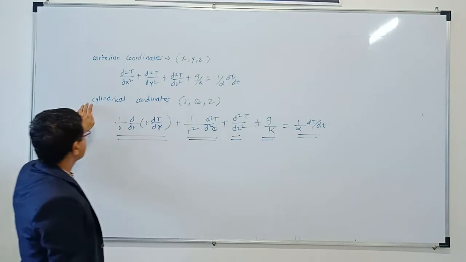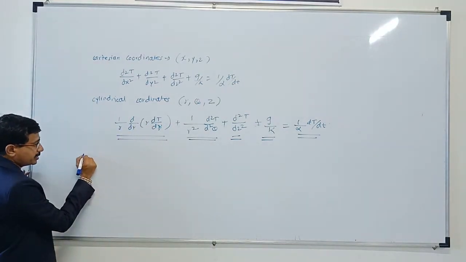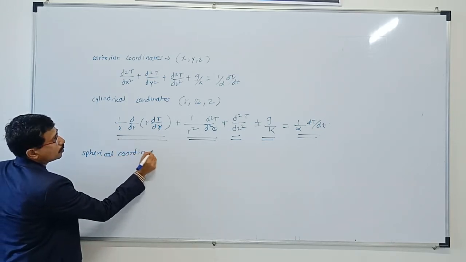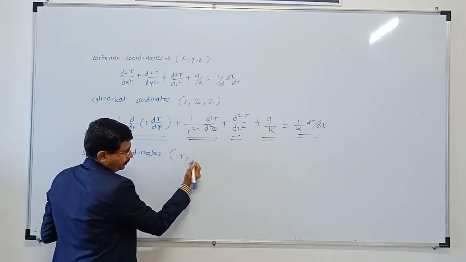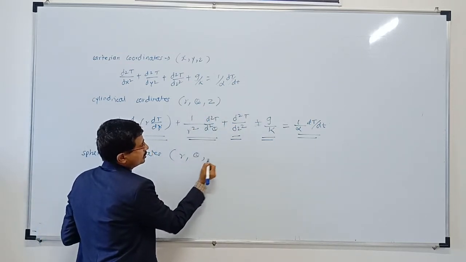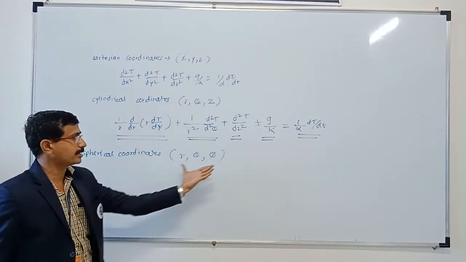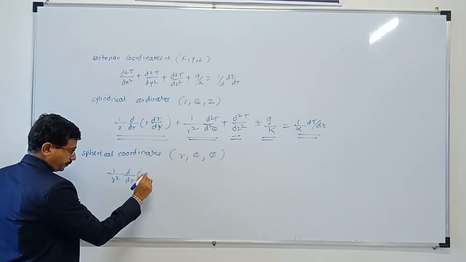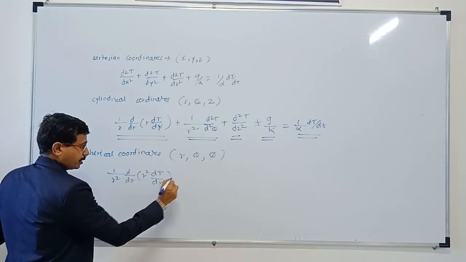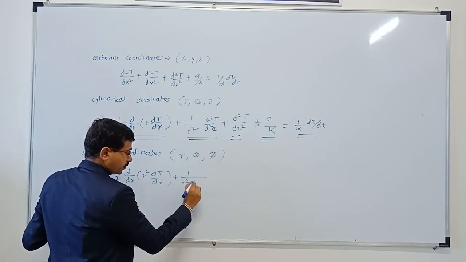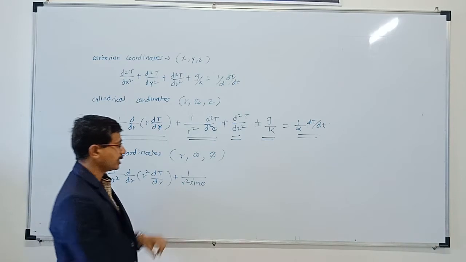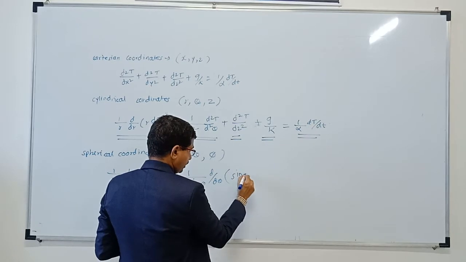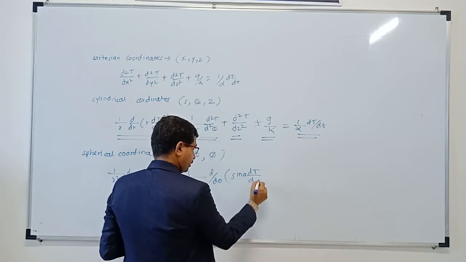Okay. A similar expression exists for the third coordinate system, that is the spherical coordinate system. So that is r, the radial distance, then the angle with respect to the x axis and the angle with respect to the z axis: r, theta and phi. So it is 1 by r square d by dr of r square dT by dr, plus 1 by r square sin theta d by d theta of sin theta dT by d theta.